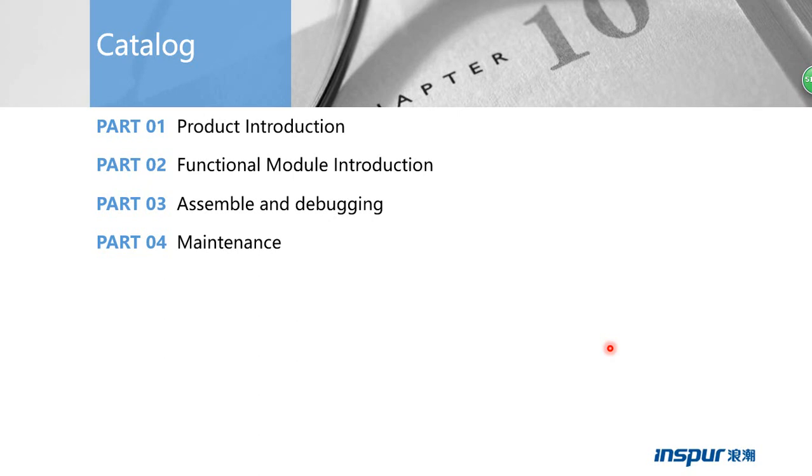This page shows the catalog of the training. I have divided the training into the following parts. Part one, product introduction. From this part, I will introduce the features of the server, the pictures of the server, the front panel, the rear panel, and the internal pictures of the server. Part two, function model introduction. From this part, I will introduce the motherboard layout, the block diagram, and the installation principle of the memory.